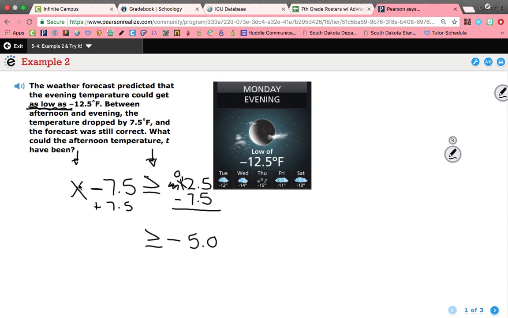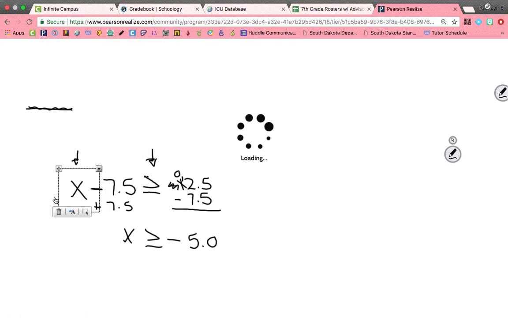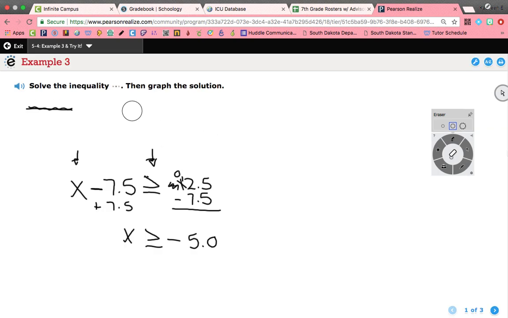Okay, so we have negative 5 degrees. What could the afternoon temperature have been? The afternoon temperature, which was x, could have been greater than or equal to negative 5 degrees. All right, last question. Whoops. While that's loading, I'll erase.